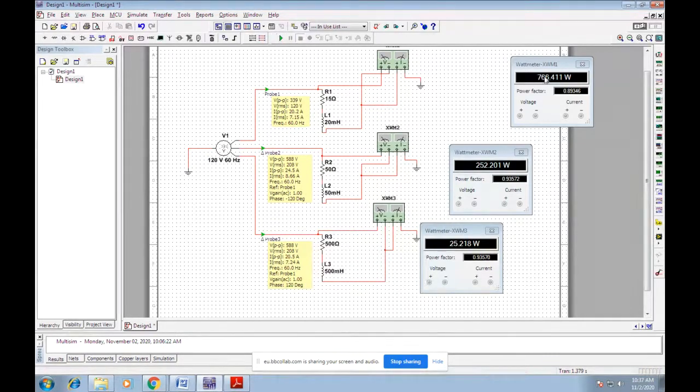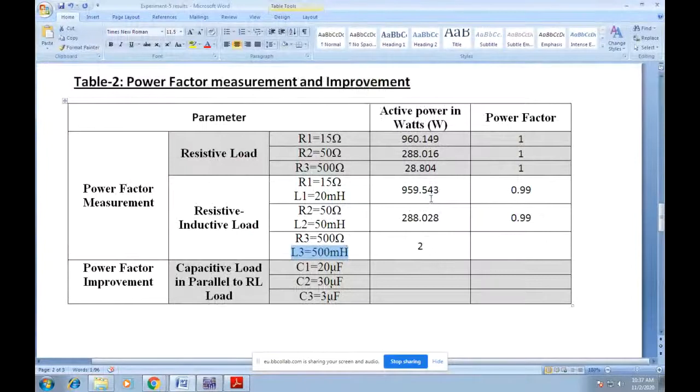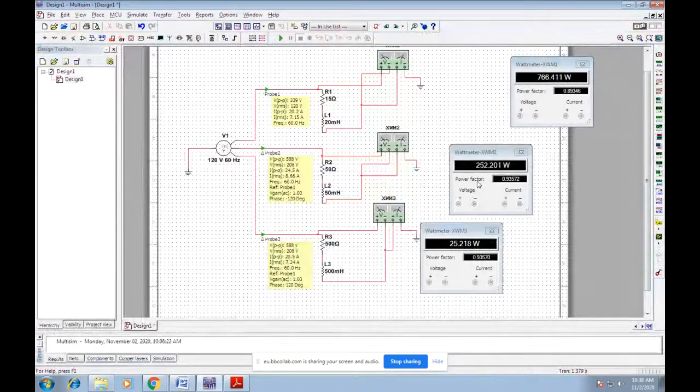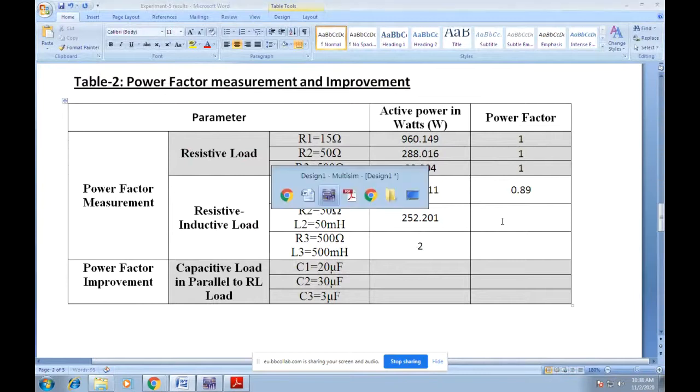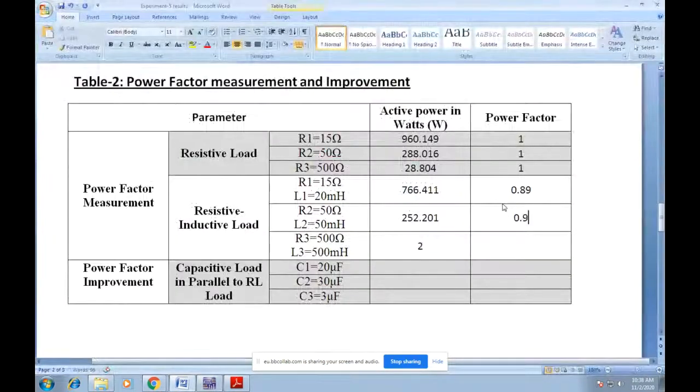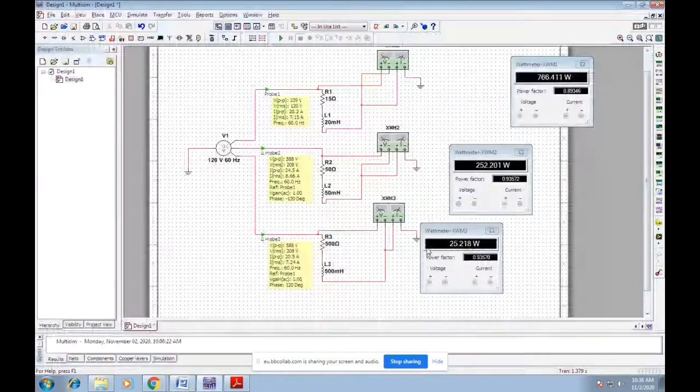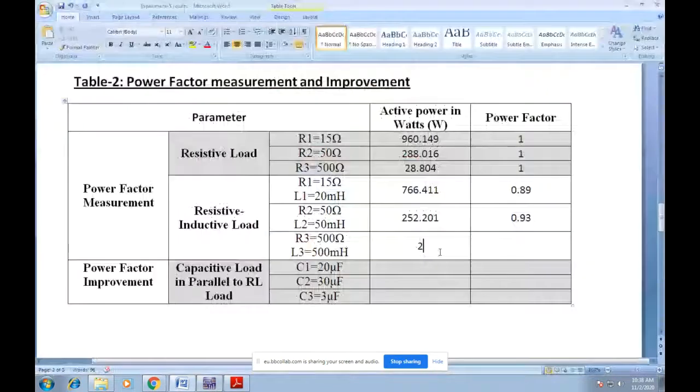You can get some values: 766.411 watts. What is the power factor? 0.89. The second one, 252.201, and the power factor is 0.93. And the third one is 25.218, and the power factor is 0.93.